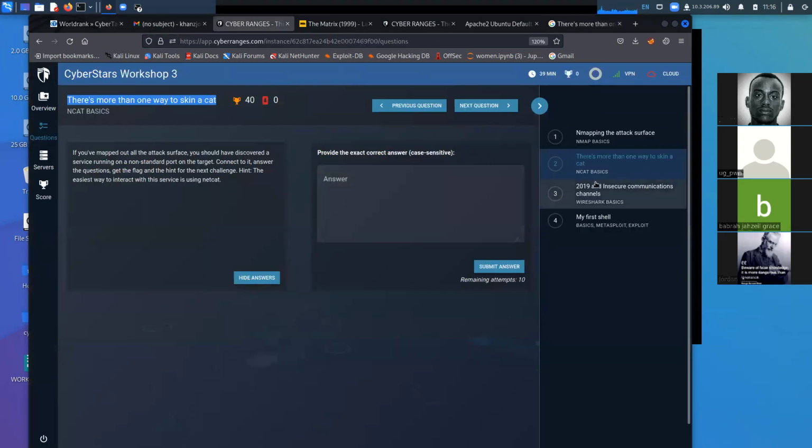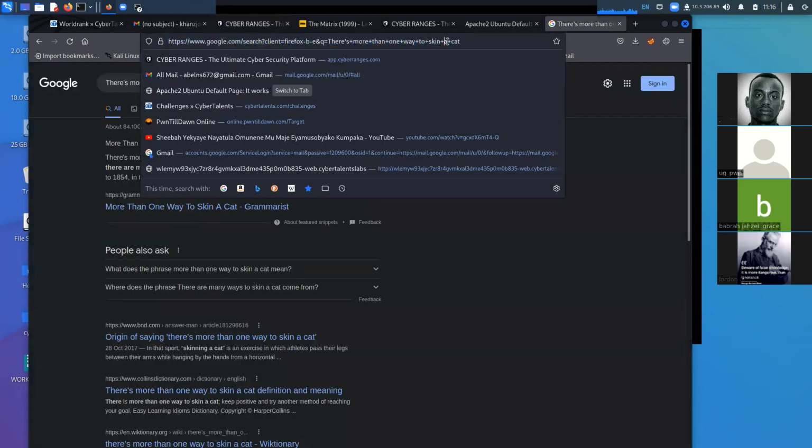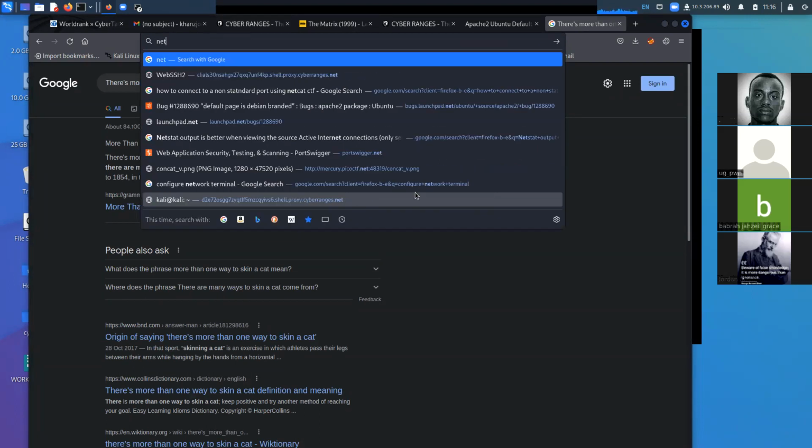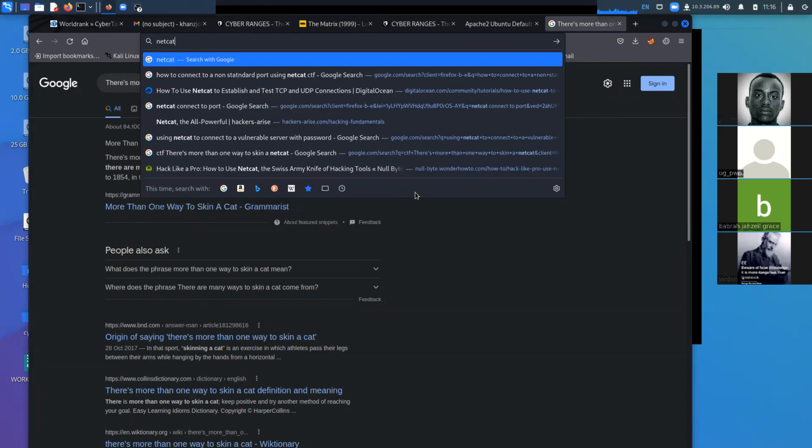Okay, so I'll head back and see they are saying netcat basics. Oh, so they want us to know netcat basics. So what is netcat? Ncat. First of all, netcat is also a tool like Nmap. It comes pre-installed in Linux. Netcat.